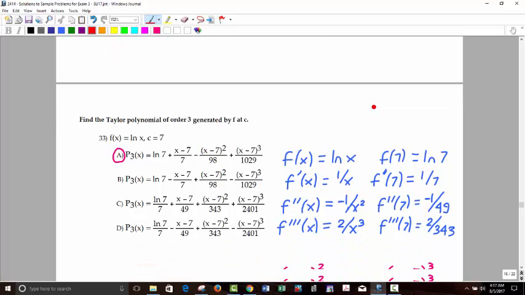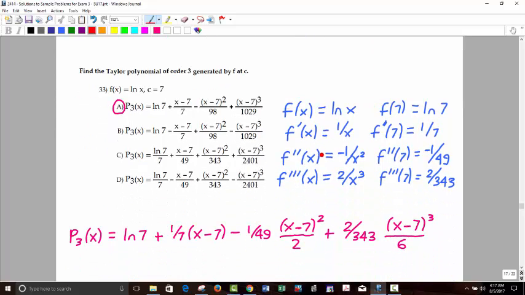Here's another one, natural log. Take 3 derivatives, 1 over x, which is basically x to negative 1. I wouldn't do a quotient rule. You'll get negative 1 over x squared, and you'll get 2 over x cubed. Put in 7 in all those. So you see those all go in front.